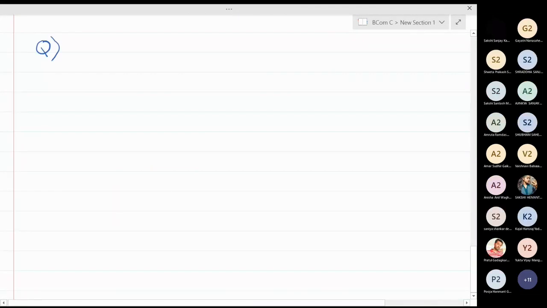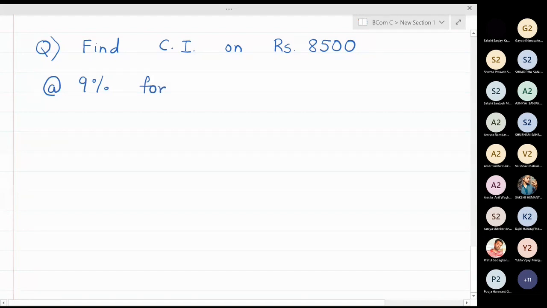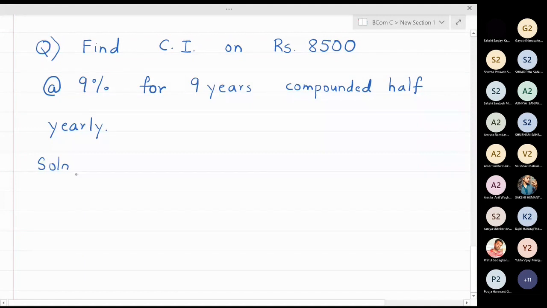Okay. So now we will solve a problem. Find compound interest on rupees 8,500 at 9% for 9 years, compounded half yearly. So we will write the solution now. What is the principal?